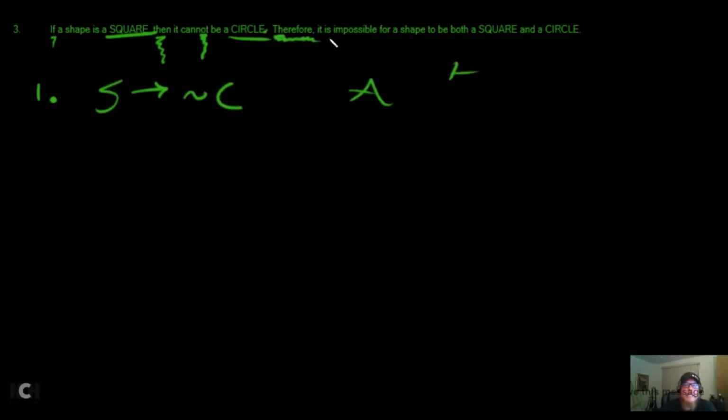Therefore what? It is impossible. Now the way it's rendered here, the whole thing is italicized. That means it's impossible, meaning the following stuff can't work together for it to be both. So it's impossible for both. What does that mean? It's impossible for it to be both a square and a circle.